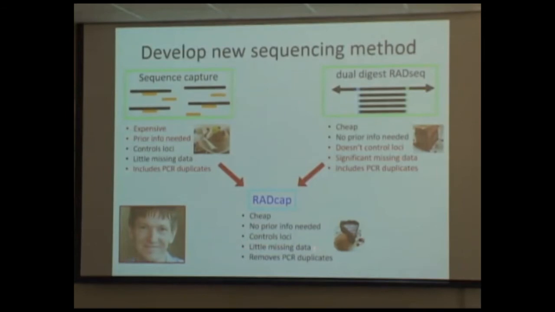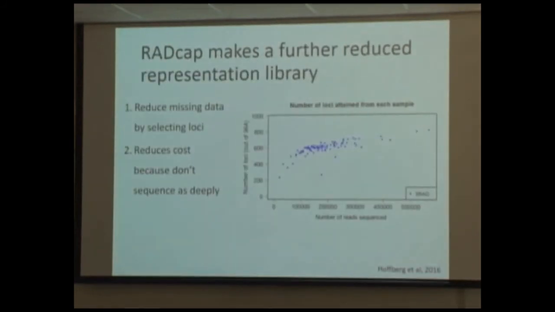It controls the loci, there's little missing data, and it also makes this improvement that sequence capture and dual digest RADseq don't have. It allows me to remove PCR duplicates, and PCR duplicates can artificially inflate read numbers and give you a false confidence in your genotype calls. So I want to tell you a little bit more about RADcap and how it makes these advantages and how well it works.